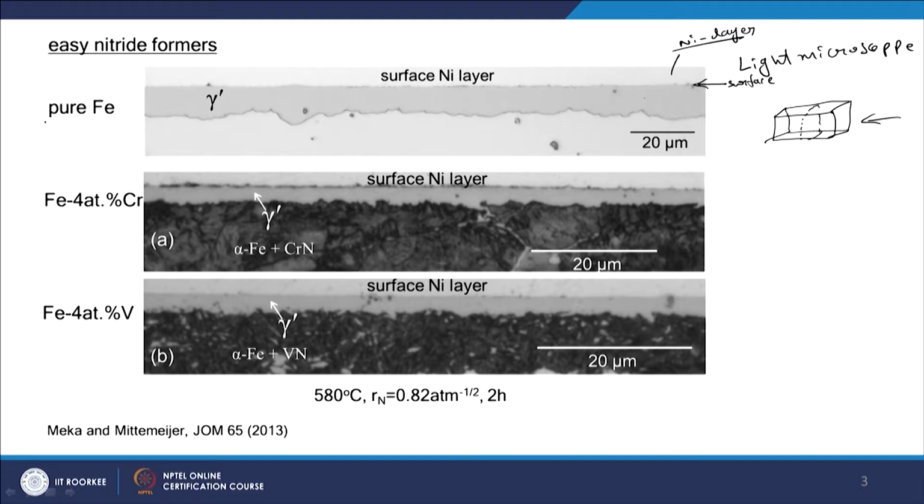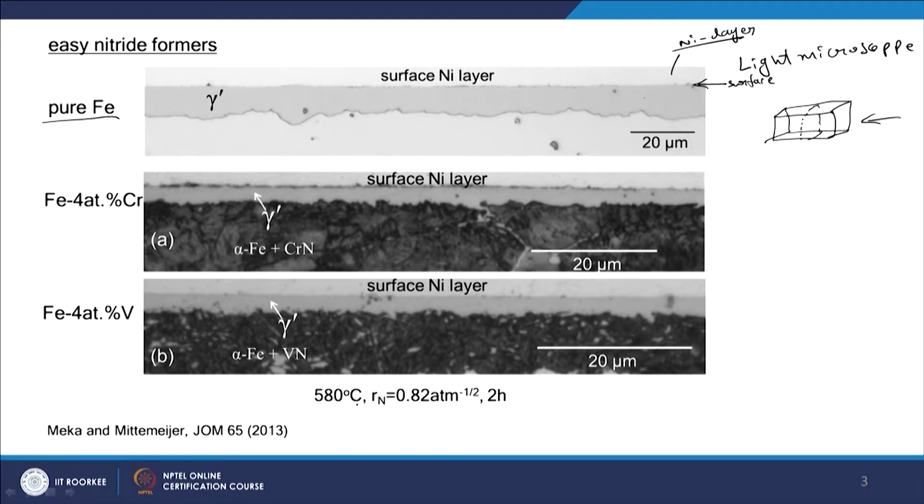Then we recorded those microstructures, and that is what is shown here. The top one is for pure iron, the one below is for nitriding of iron with 4% chromium, and the next one is iron with 4 atomic percent vanadium. As you see, we have treated chromium and vanadium as easy nitride formers, based on their Gibbs energies of formation and the volume misfit associated with their nucleation in the ferrite matrix.